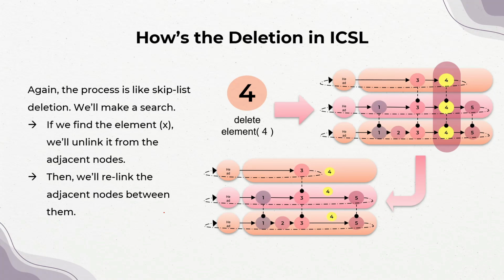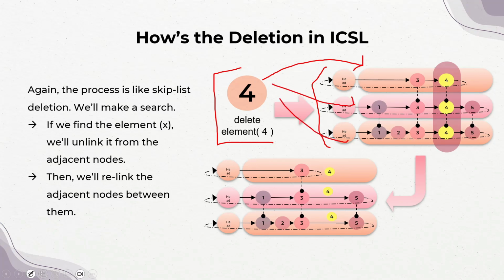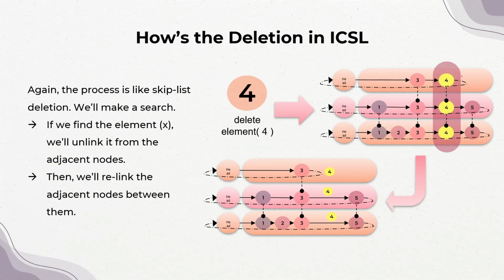Now, how does the deletion method work in ICSL? Well, just like the skip list method, it's very simple. We have the item, in this case again 4, and we need to look for this item in all the lists. So we look here, here, and here, but we need to begin in the top list. So the 4 is here. We begin at the head, jump to 3, and the 3 skips to 4. So we found the 4.